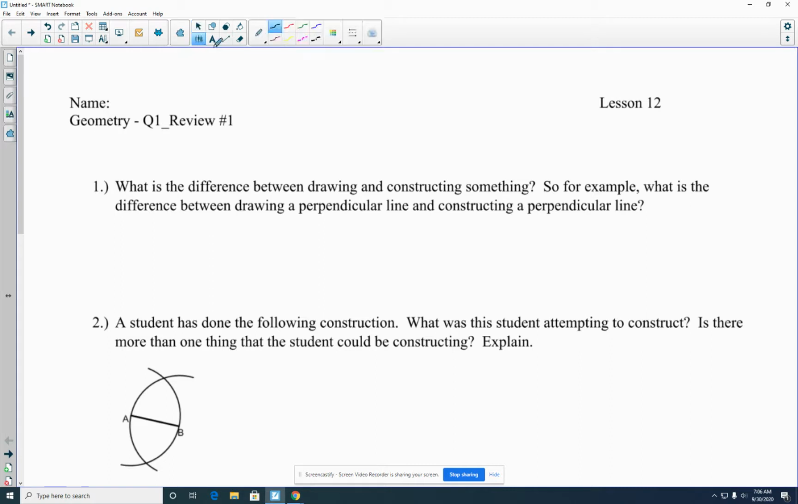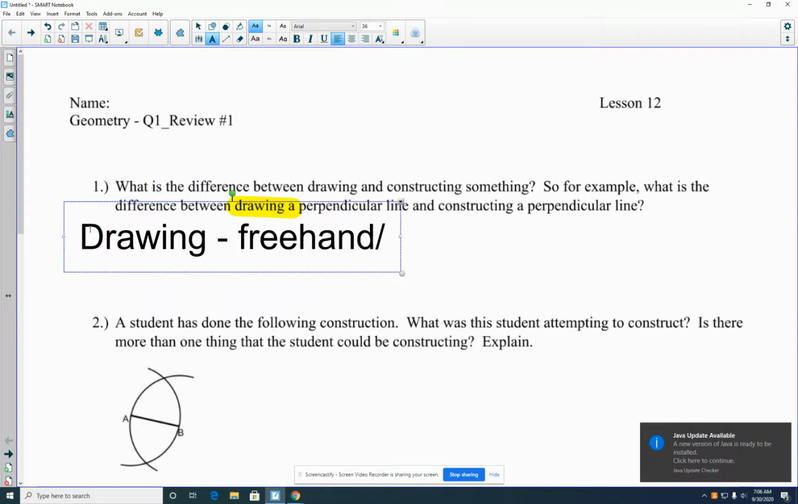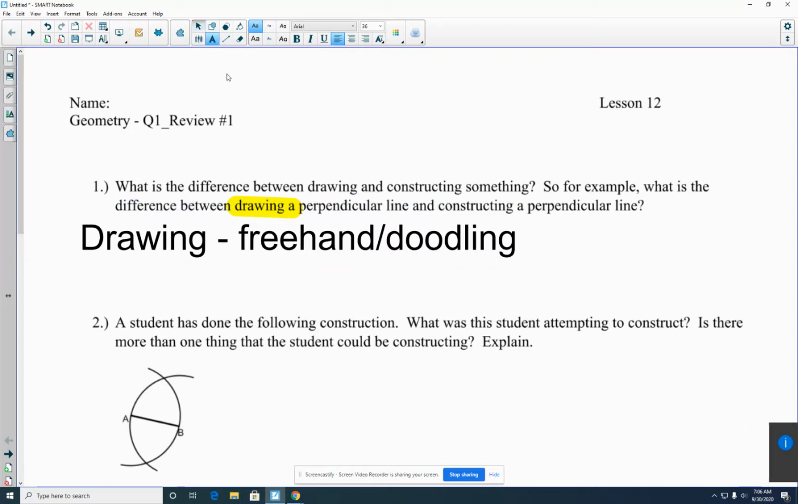Okay, so we spent a lot of time discussing the difference. If we are asking you to draw something, a drawing is freehand. It's like doodling. So it's not perfect, right? You're drawing something. It's not perfect.